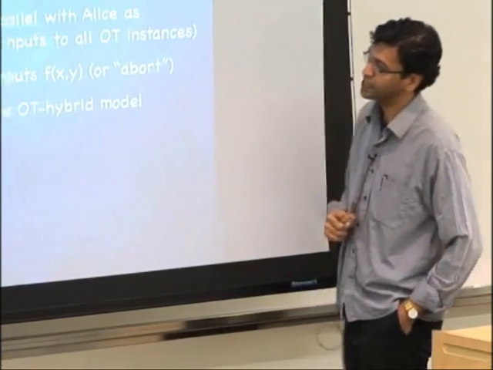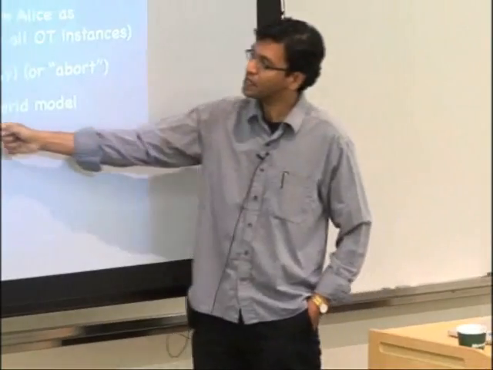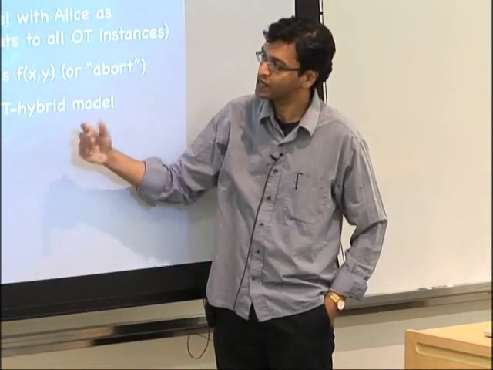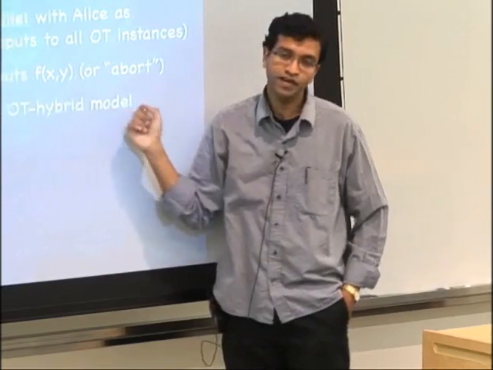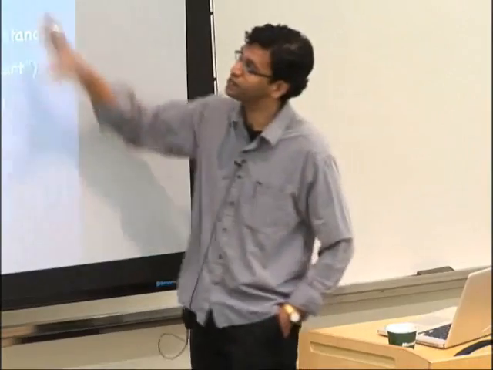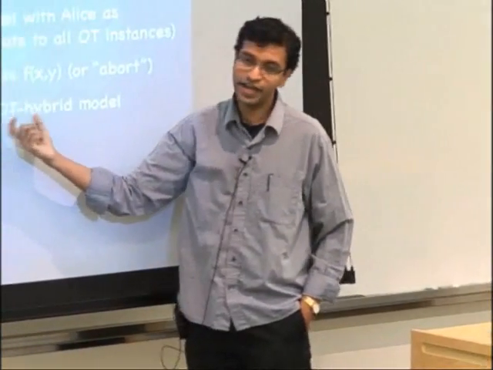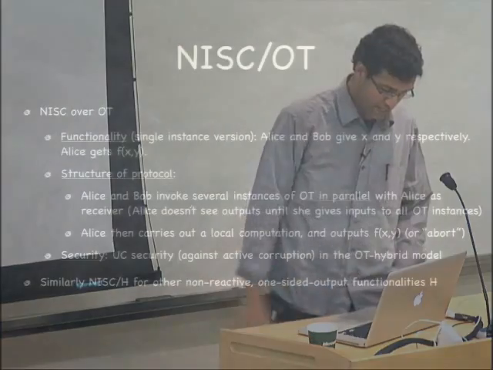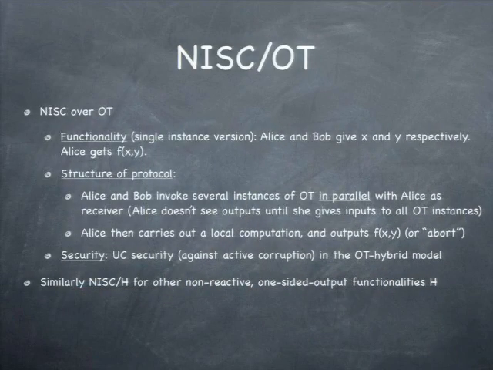It's secure against active corruption. For NISC OT, you require security to hold in the OT hybrid model. Namely, in the ideal world, in the world where you define the protocol, you are given an ideal oblivious transfer primitive. I won't go into the details of how you define security. It's fairly standard. So that's NISC over OT.